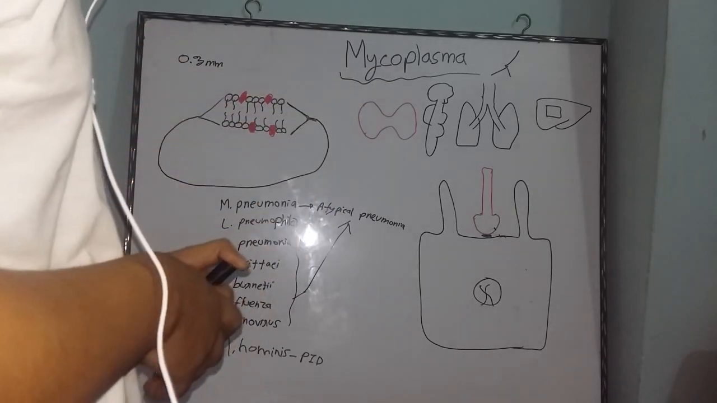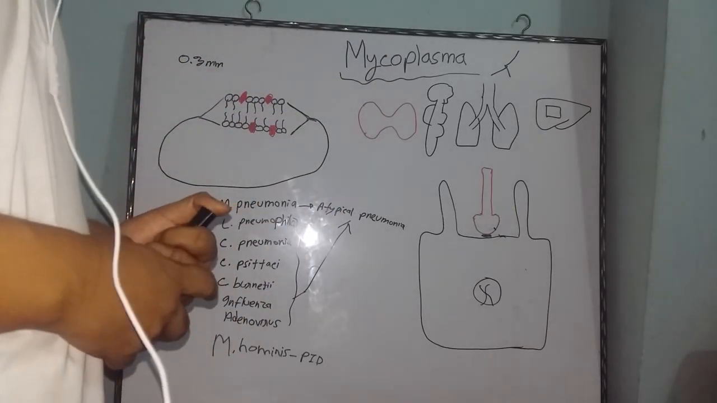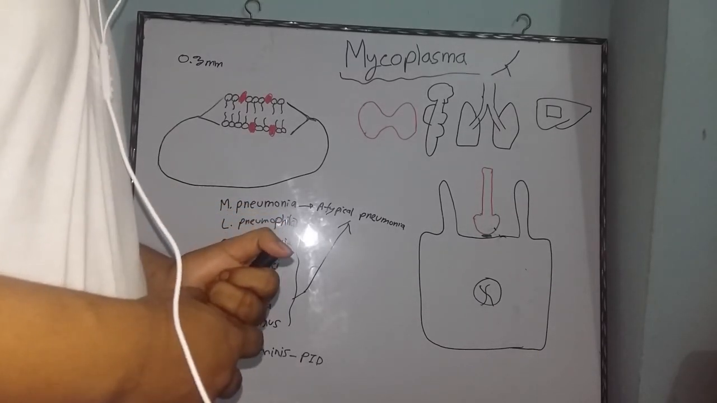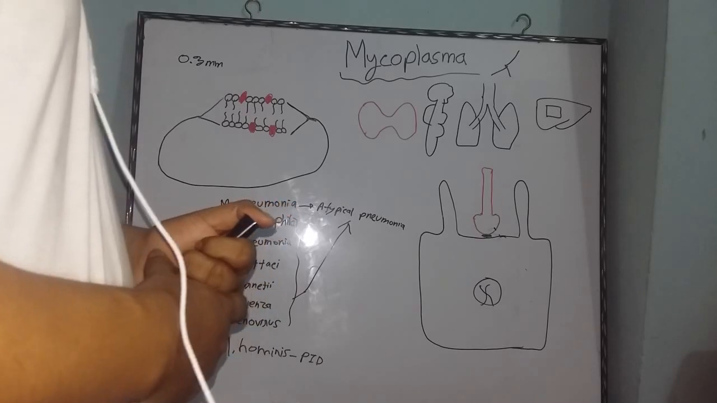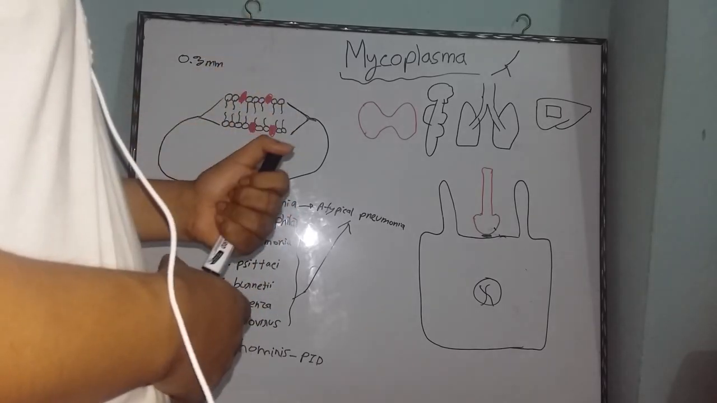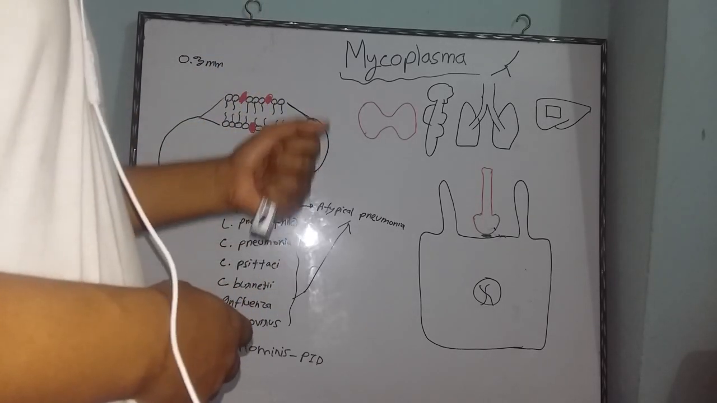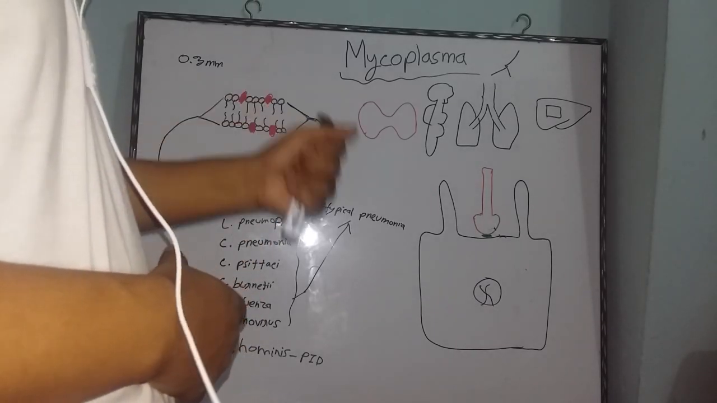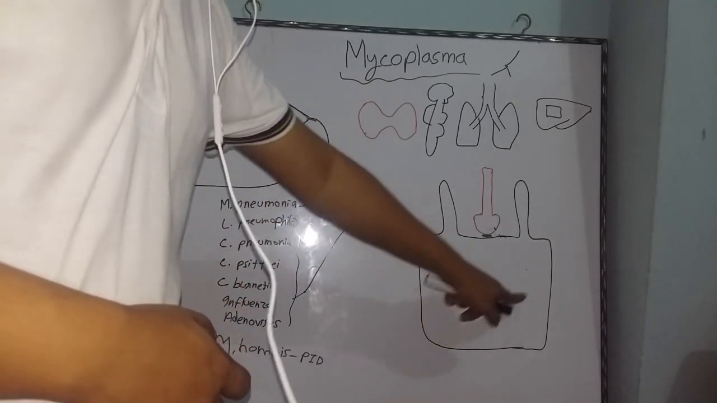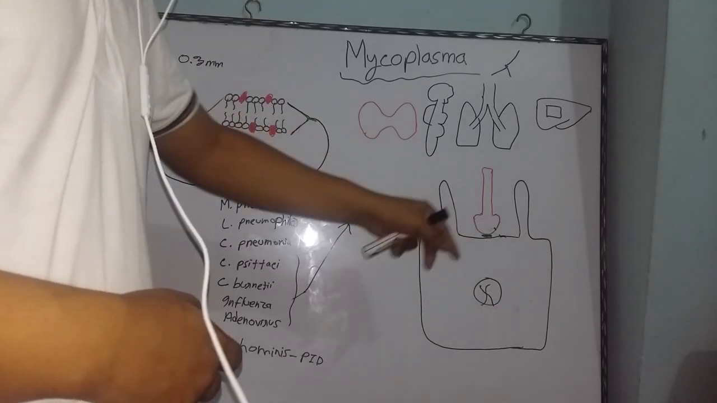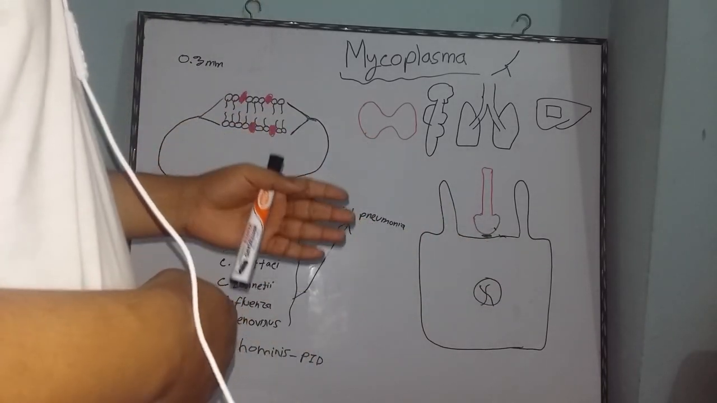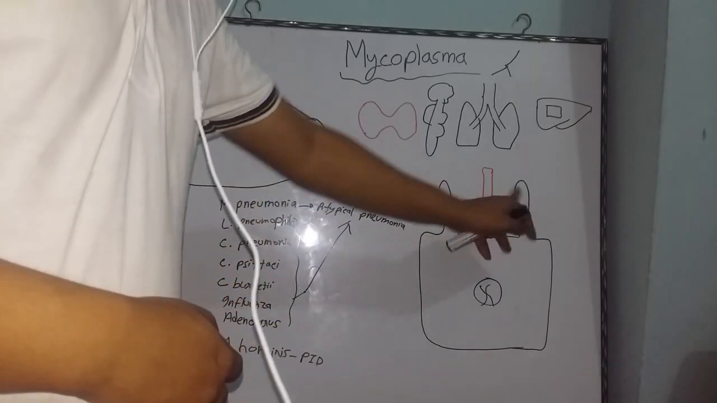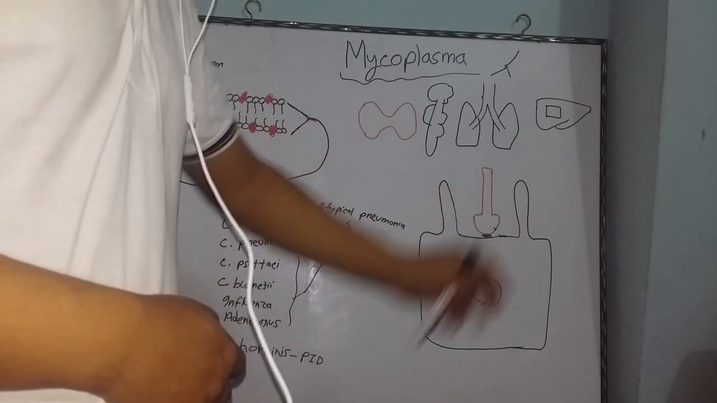Now pathogenesis. Mycoplasma attack our respiratory system through the respiratory droplets or through the air. They enter our respiratory tract and they attack our respiratory epithelial cell. And this is our respiratory epithelial cell, and we know that our respiratory epithelial cell is ciliated, so they contain cilia. This is the cilia of our respiratory epithelial cell.